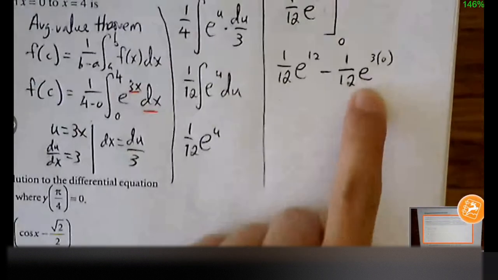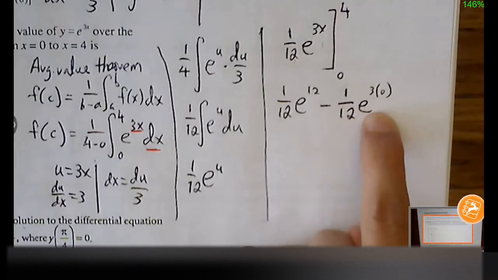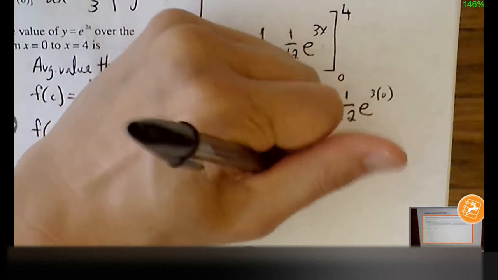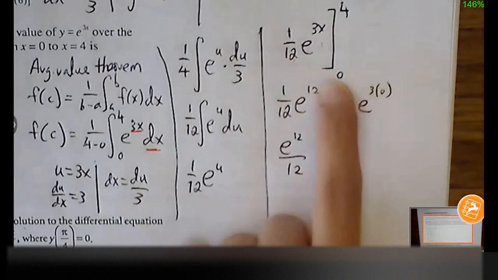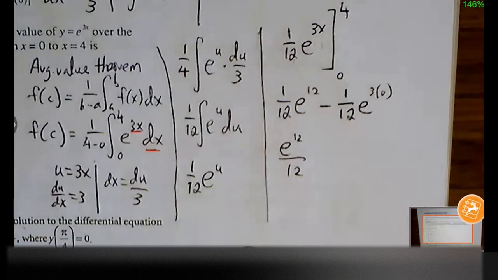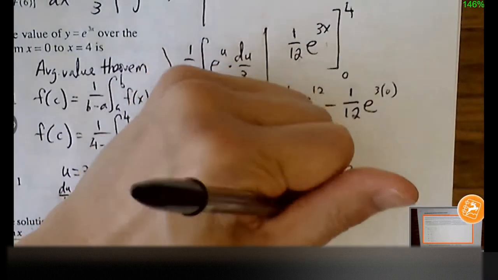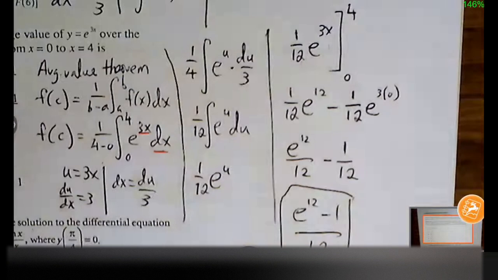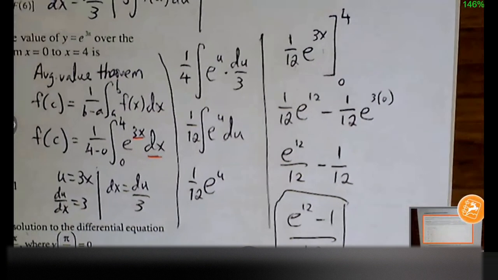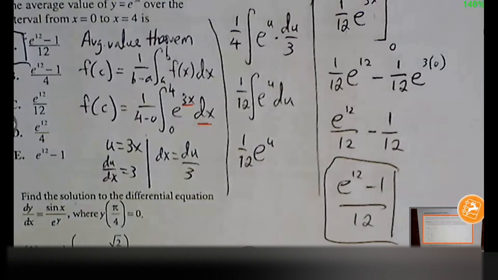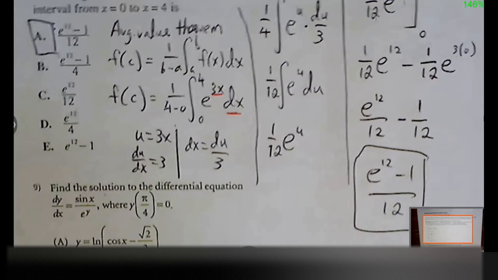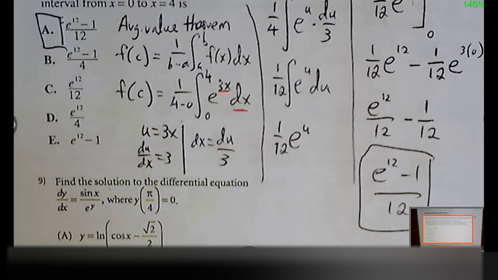So here, this is not going to just be zero, because e to the zero is still one, and 1 times 1/12 is still 1/12. Yeah, so just be careful with a bound involving zero. A lot of times it does wipe all the terms out to be zero, but you've got to look at it carefully. Answer choice A. All right, good so far.